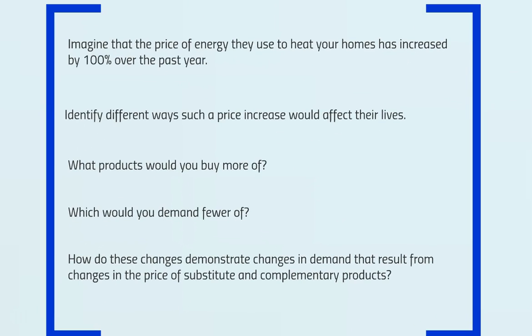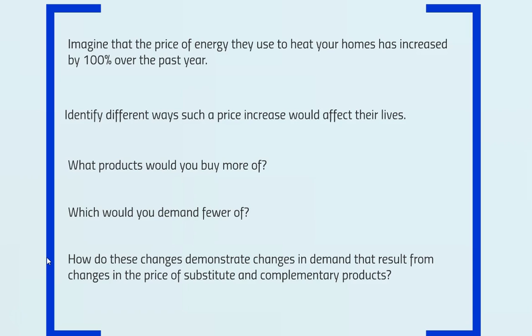So let's talk about that. Imagine that the price of energy you used to heat your homes has increased by 100% over the past year. So if it used to cost $100 to heat your home per month, it's now costing you $200 per month. So $1,200 per year is now $2,400 per year. That is a huge difference. Identify different ways such a price increase would affect your life.